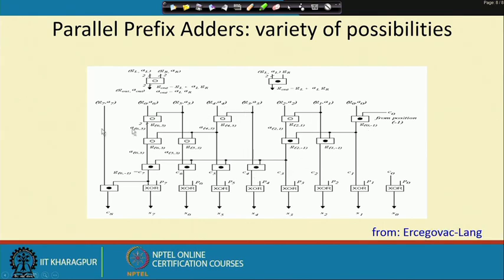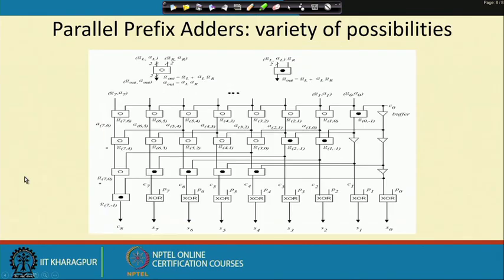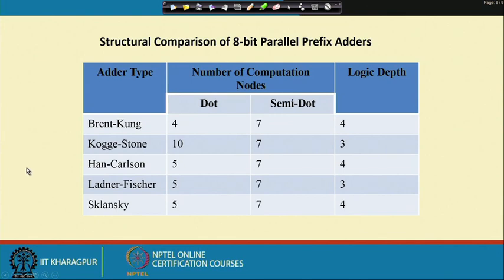We have already seen this. Now if we look at the differences in these adder designs, consider an 8-bit parallel prefix adder with different adder architectures: the number of black circles, the number of semi-dots meaning gray circles, and the logic depth for the 8-bit parallel prefix adder. For Brent-Kung, the dots are 4, semi-dots are 7, and the logic depth is 4.